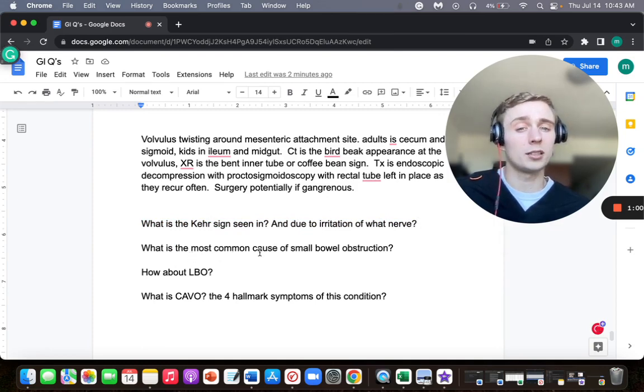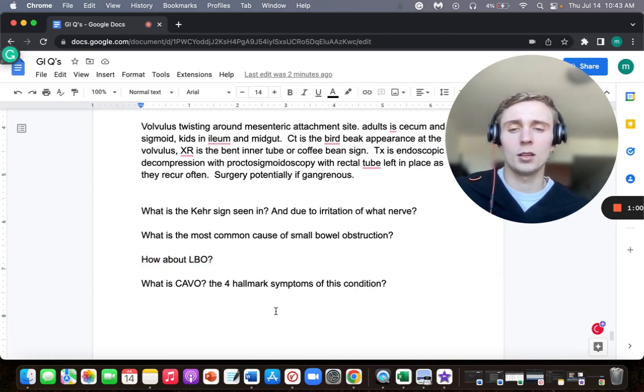What is the most common cause of a small bowel obstruction? And how about a large bowel obstruction? So what's the most common cause of a small bowel obstruction and then a large bowel obstruction? What is CAVO, C-A-V-O? And these are the 4 hallmark symptoms of this condition.